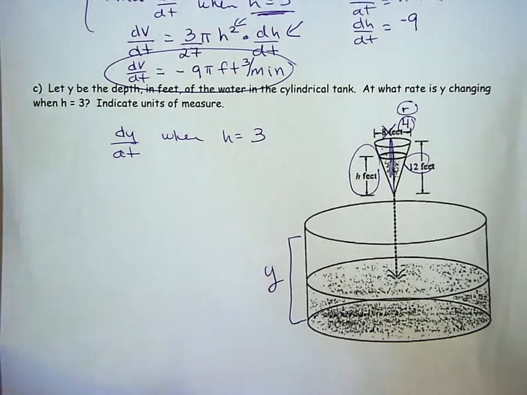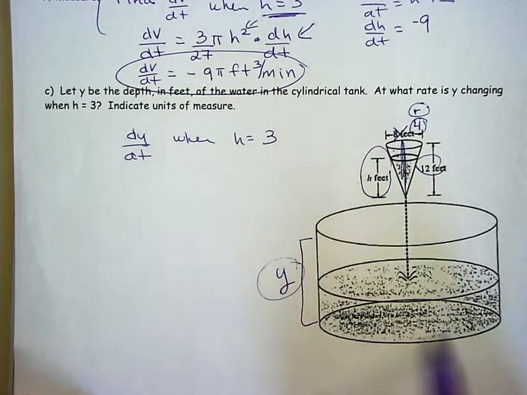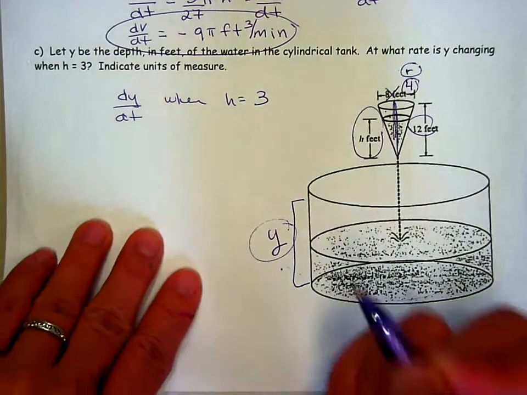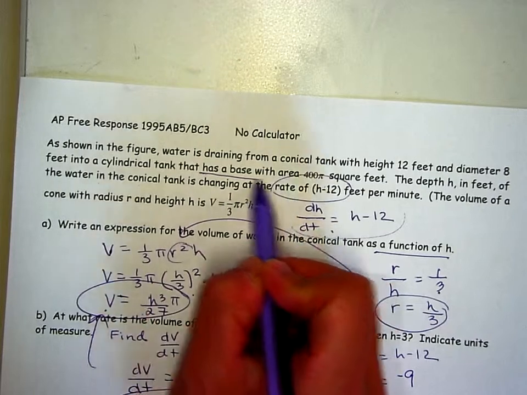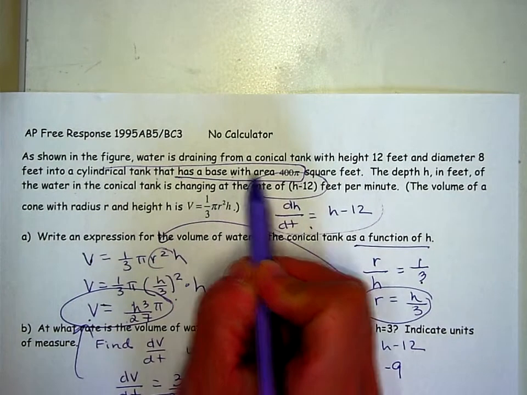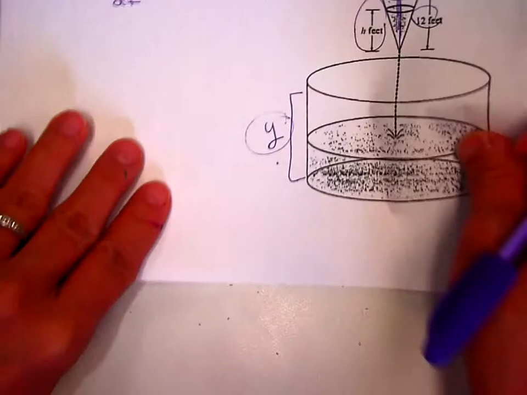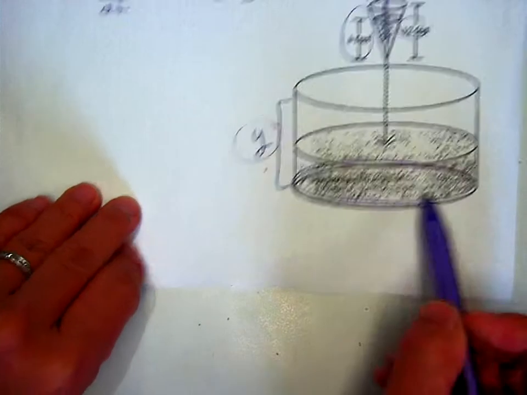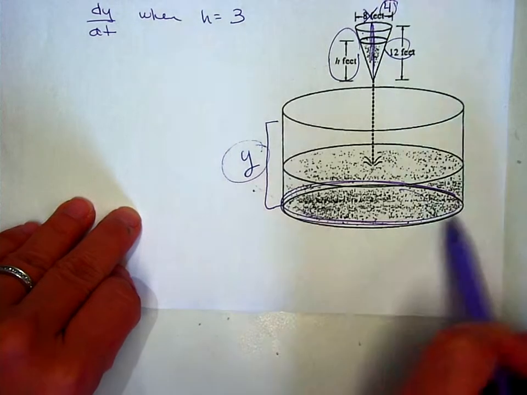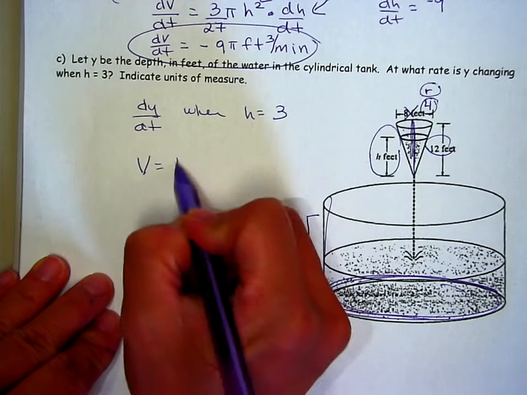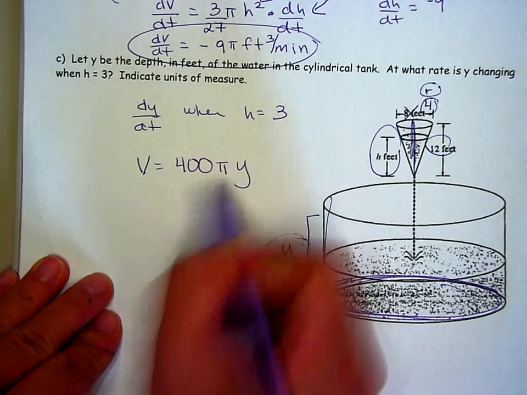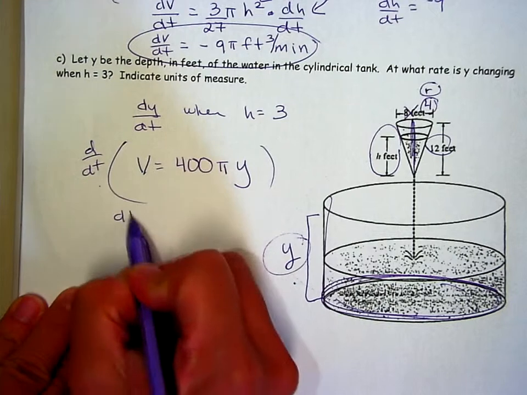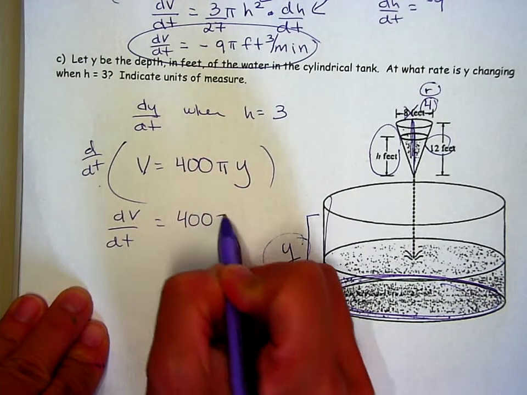Okay, again, same idea. But now I need the volume equation of the cylindrical tank. I need a y in there. They gave you that, if you look up here, the tank has a base of 400 pi. So what they're telling you is that the base area of this is 400 pi. How do you find the volume of something? It is the area of the base times the height. So the volume of the cylindrical tank is 400 pi times y. I'm going to take this derivative with respect to t: dV/dt is equal to 400 pi dy/dt.